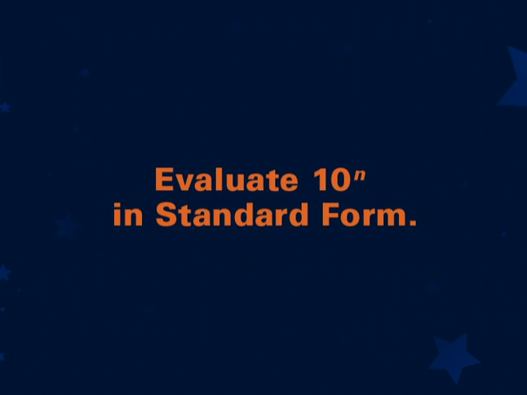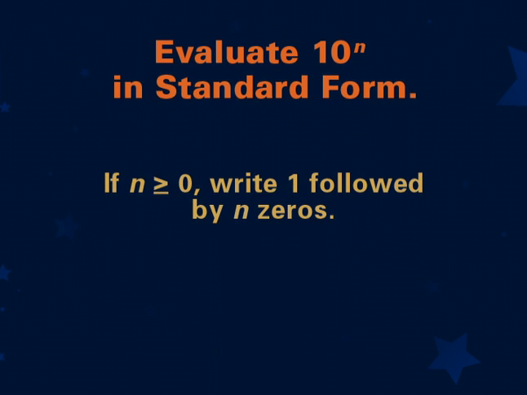Sometimes we will be given a power of 10 and want to find its value in standard form. Standard form, or standard notation, is the customary way of writing a number. To evaluate 10 to the nth power for n greater than or equal to 0, write 1 followed by n zeros.